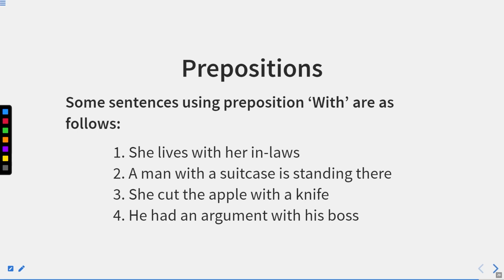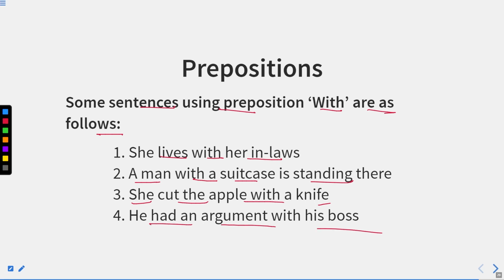Here we are going to read some sentences in which we can use preposition with. Some sentences using preposition with are as follows. She lives with her in-laws. So she is accompanying her in-laws. A man with a suitcase. So a man who possesses this suitcase is standing there. She cut the apple with a knife. So here the instrument concept has been shown.